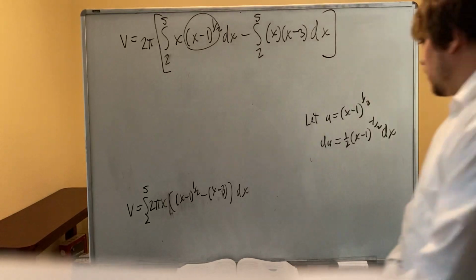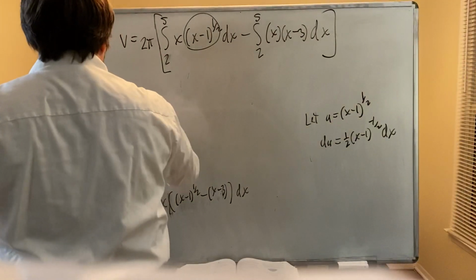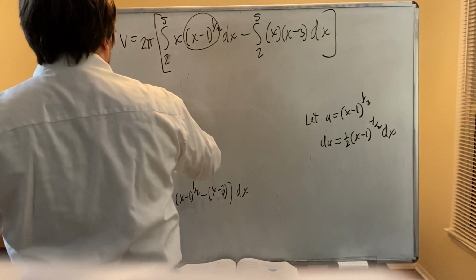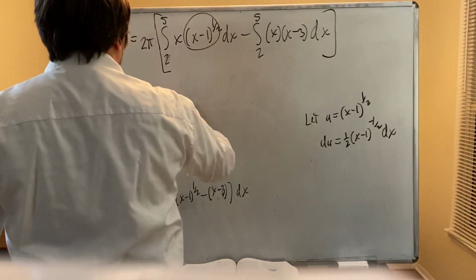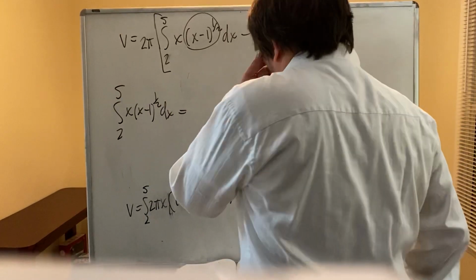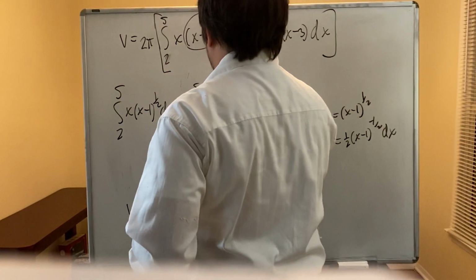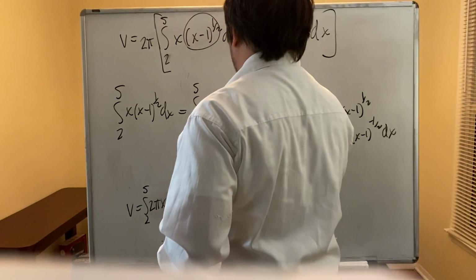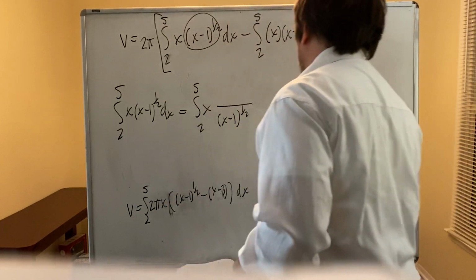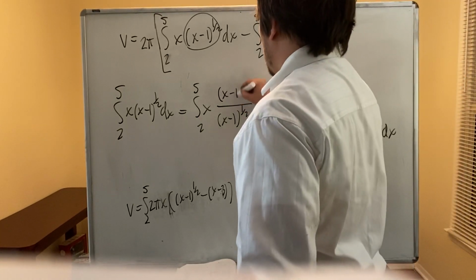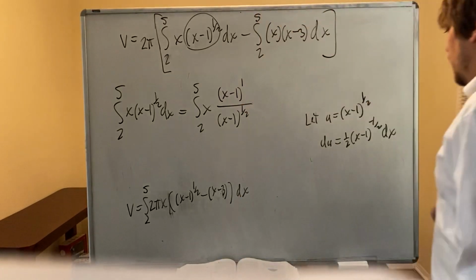Maybe I could still get this to work. Okay, so definitely the integral from 2 to 5 of x times x minus 1 to the 1/2 dx. This is what I want to compute. I'm going to write this as the integral from 2 to 5 of x times the fraction x minus 1 to the 1/2 over x minus 1 to the first power.